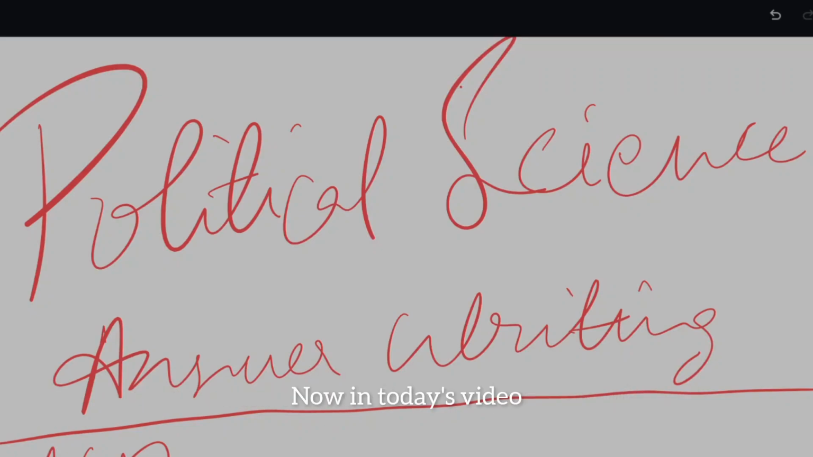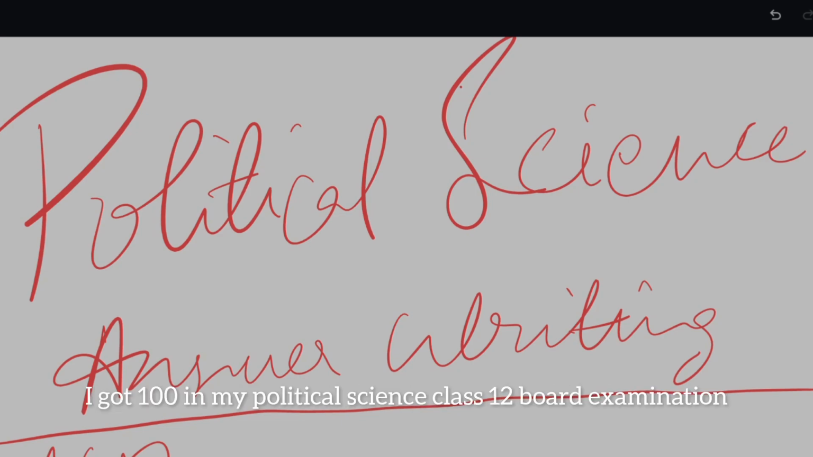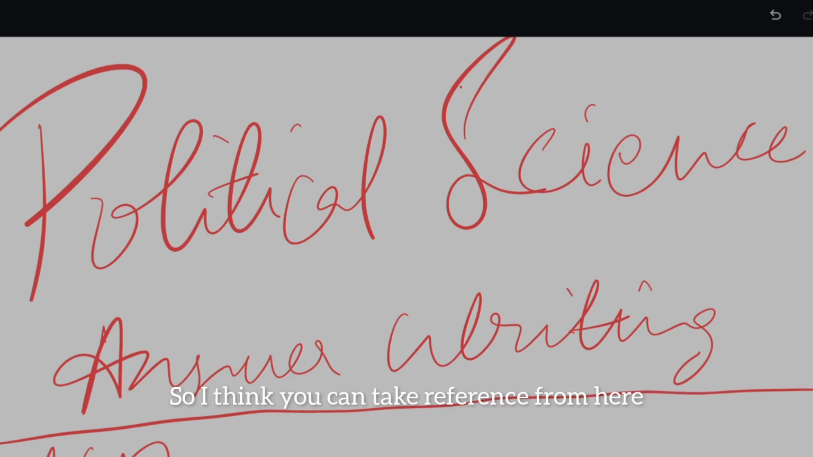Now in today's video, I am going to show you how to do answer writing for political science. This is the type of format that I followed for my answer writing in political science, and I got 100 in my political science class 12 board examination. So I think you can take reference from here and try to make your own answers as well.